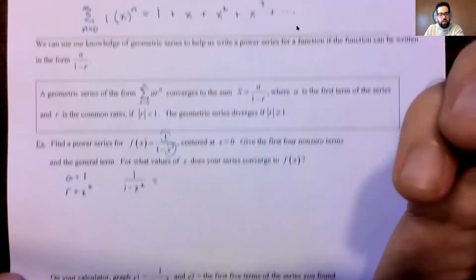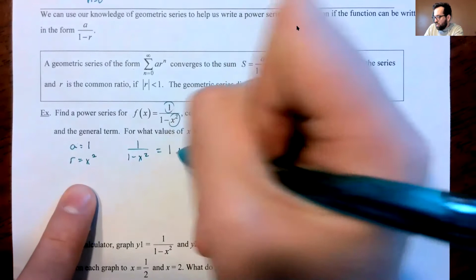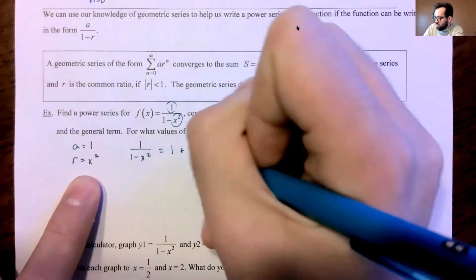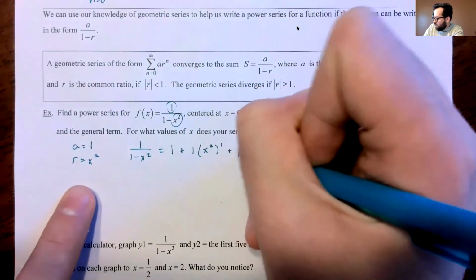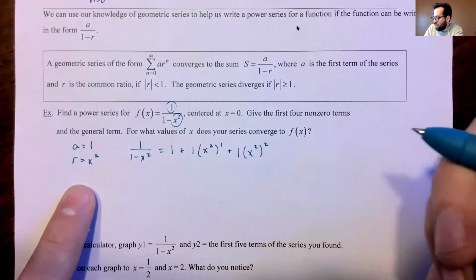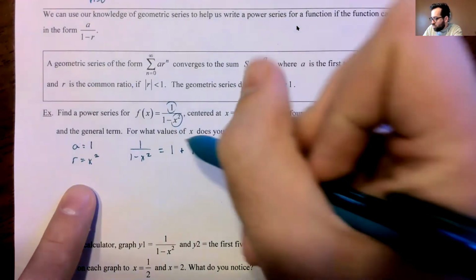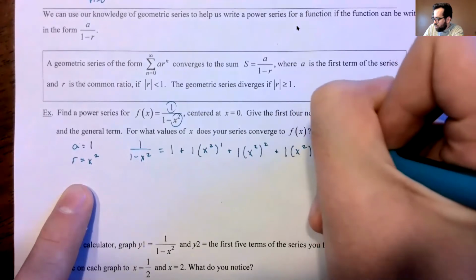So we have 1 over 1 minus x squared, and that really equals, let's follow the pattern from above. The first term is just 1. The second term will be 1 times x squared to the first. Then we would have 1 times x squared to the second. And how many are we doing? 4 non-zero terms. So we have 1, 2, 3. We need one more: 1 times x squared to the third.